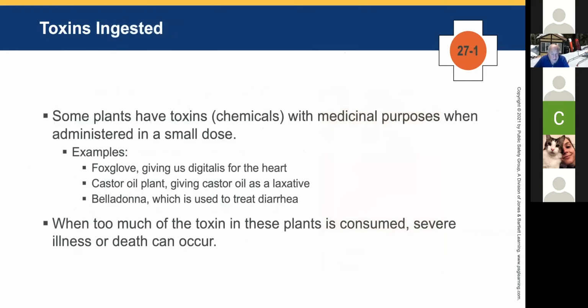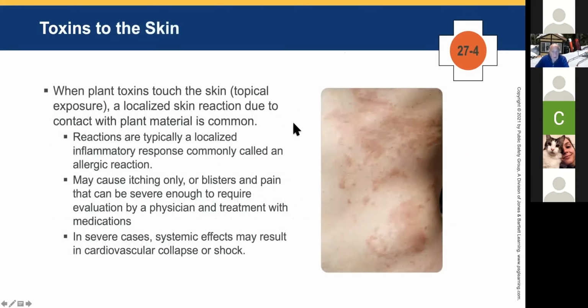Foxglove gives us digitalis for the heart. Castor oil comes from the castor plant and is used as a laxative, and belladonna is used to treat diarrhea. When too much of the toxin in these plants is consumed, severe illness or death can occur. When plant toxins touch the skin, that's what they call a topical exposure. Localized skin reaction due to contact with plant material is common. Reactions are typically localized. You see the picture here. It may cause itching or blisters and pain, and can be severe enough to require evaluation by a doctor and treatment with medications.